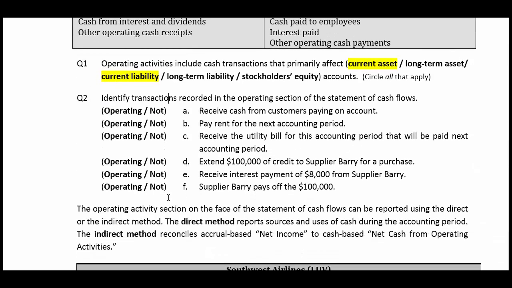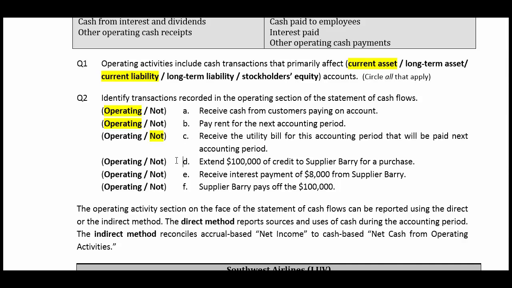Identify transactions that are operating. Receive cash from customers paying on account. Operating. Pay rent for the next accounting period. Operating. Receive the utility bill for this accounting period that will be paid next accounting period. Not. It's not a cash flow this period.